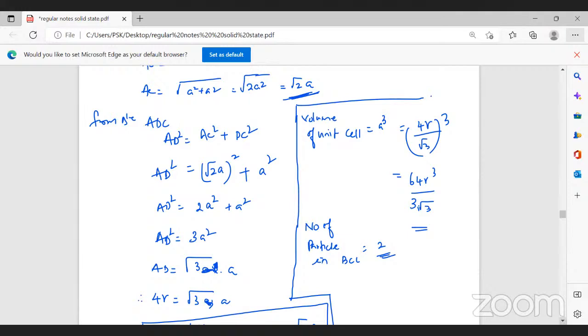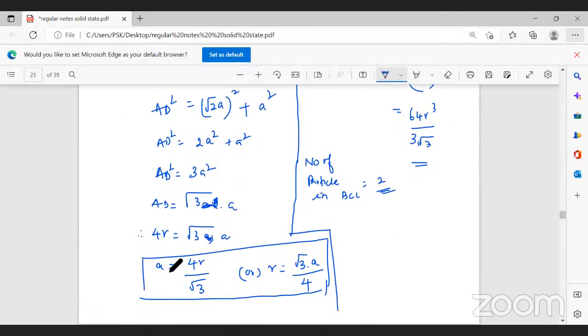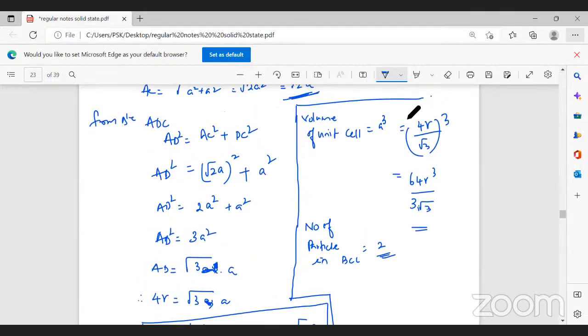Since 4R is equal to root 3A, we can write A is equal to 4R by root 3, or we can write R is equal to root 3A by 4. Now, this is what we require because we need to find the volume of the unit cell. What is the volume of the unit cell? It is given by the formula A cube, that is 4R by root 3, the whole cube. On simplification, you get 64R cube by 3 root 3. This is the volume of the unit cell of body-centered cubic lattice.